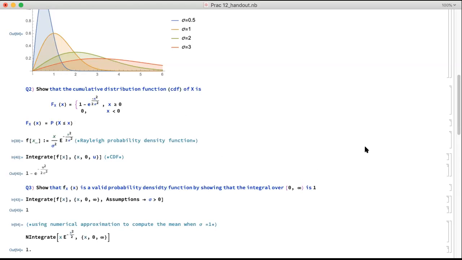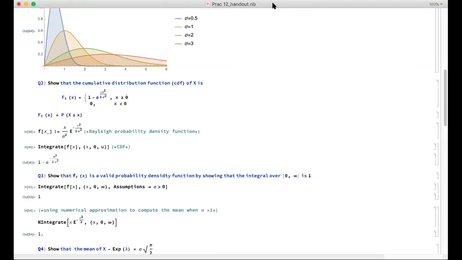Can you guys hear me? I'm not getting any response. Can you hear me? Oh, okay, good. So how would you proceed to compute the CDF? I've started it. So it's the integral of your PDF.